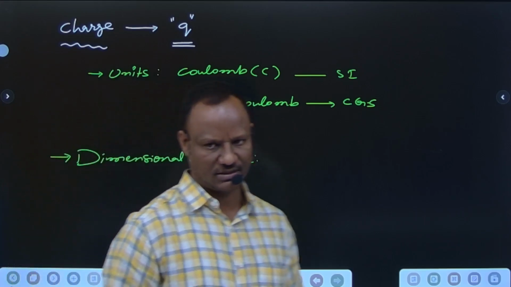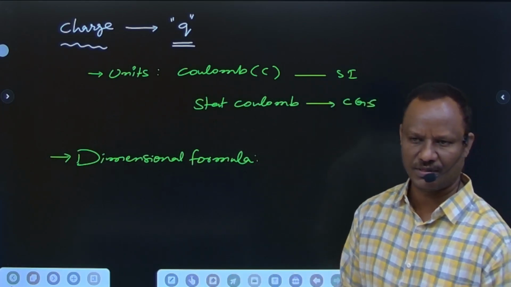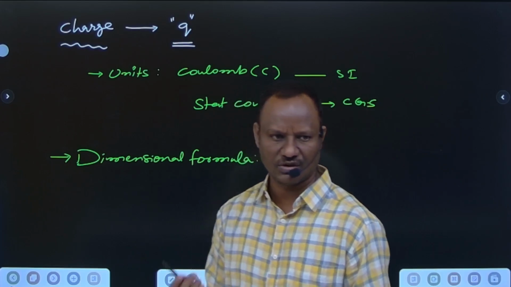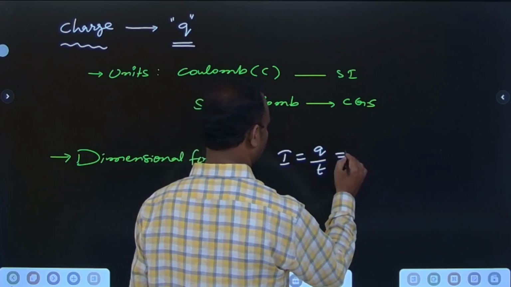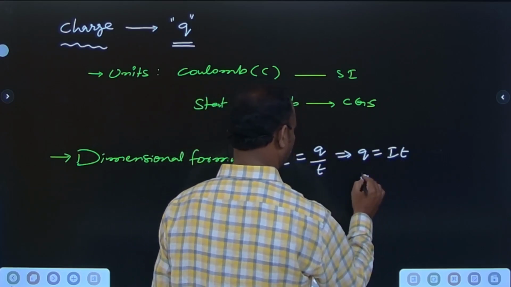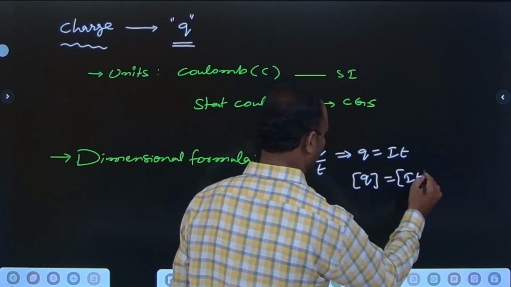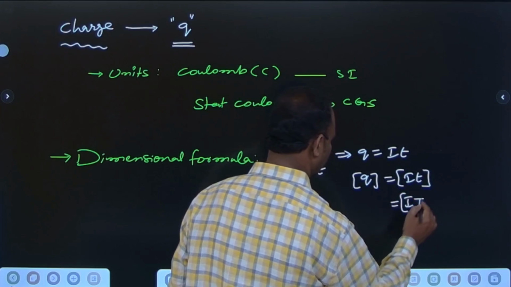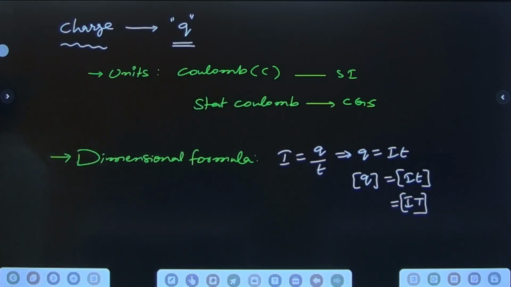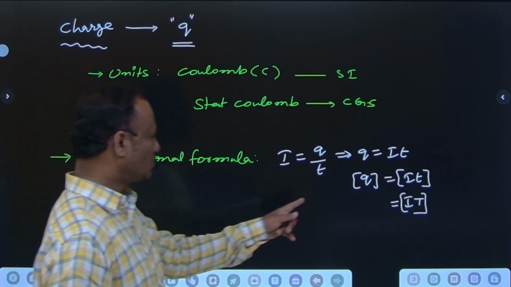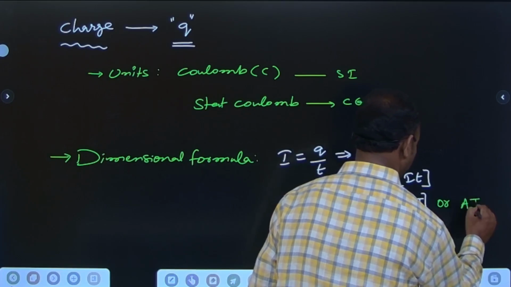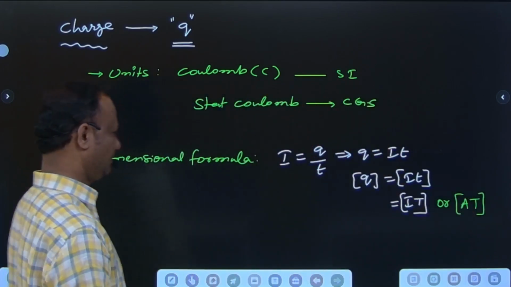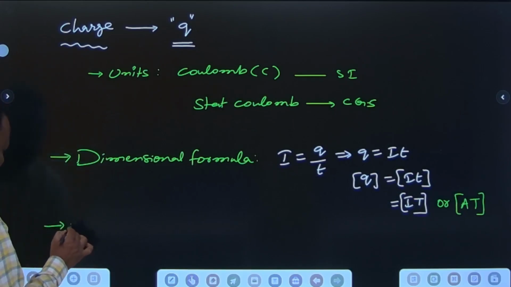It comes from current. Dimensional formula is the powers of fundamental physical quantities. So electric current is one of the fundamental physical quantities. Then I is equal to Q by T, then Q is equal to IT. Dimensional formula of Q is equal to dimensional formula of IT. Here Q is equal to I into T, or sometimes we can also write AT. A stands for ampere.